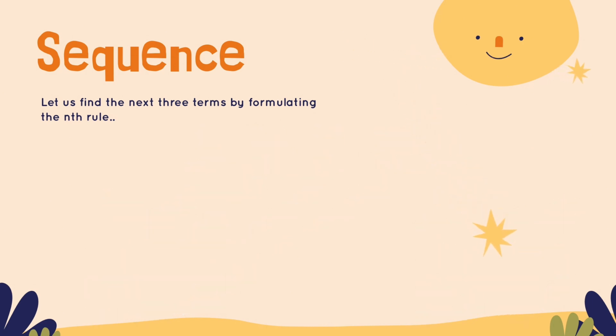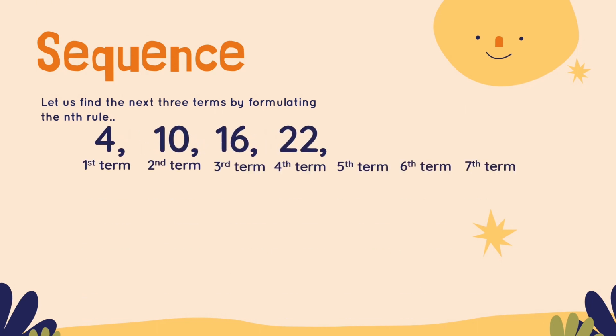So let's find out the next three terms by formulating the nth rule. We already have the nth rule, so that is 4 as the first term, 10 as the second term, 16 as the third term, 22 as the fourth term. This time we have to look for the fifth term, sixth term, and seventh term. If we are going to use our formula 6 times n minus 2, we are going to substitute n by 5, 6, and 7. Let's see.